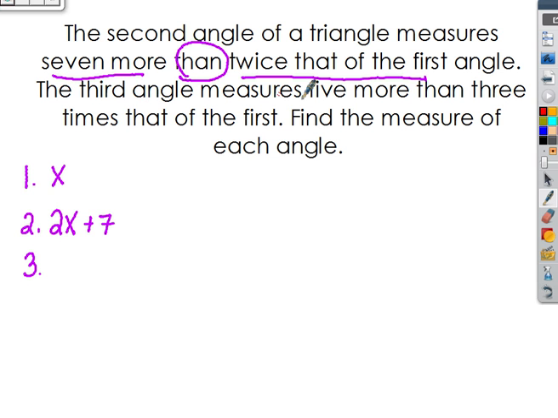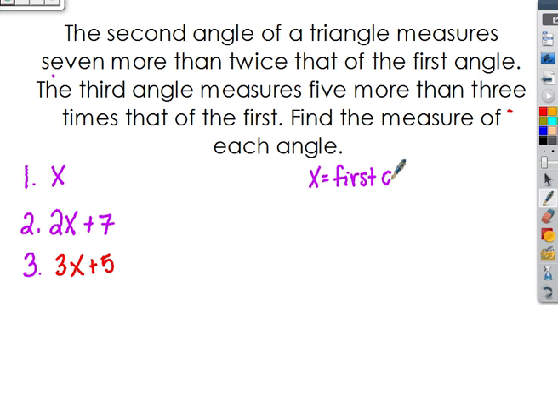For the third angle, it tells me it's 5 more than 3 times that of the first. So 3 times the first angle, which we were calling x because we didn't know what that was. And then it was 5 more than that, so plus 5. So that's some of the given information I was given. And over here, I want to remind myself that I used x earlier, and for that x, that was the first angle. Then I have some more information.